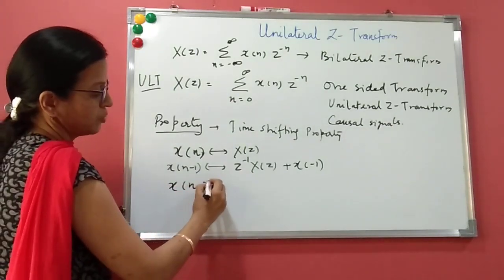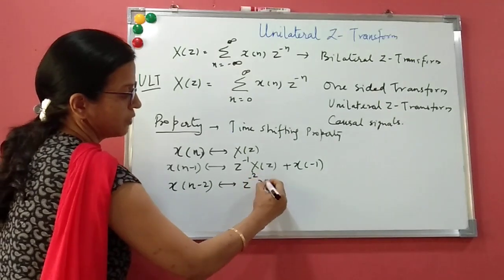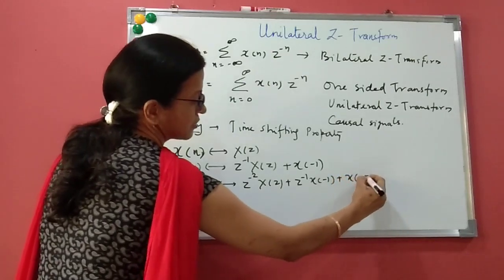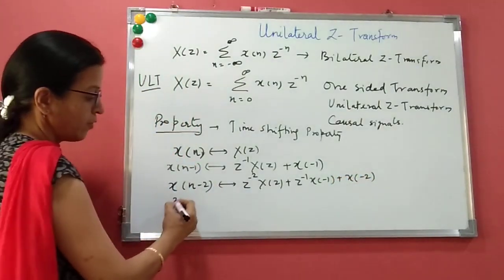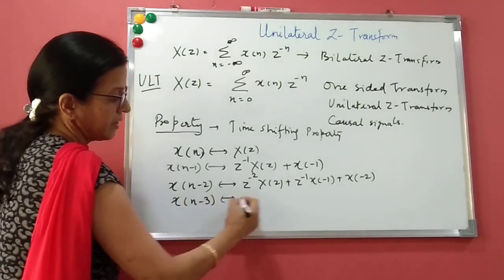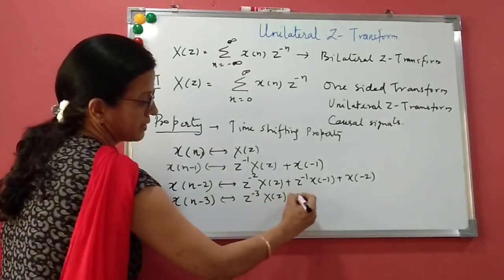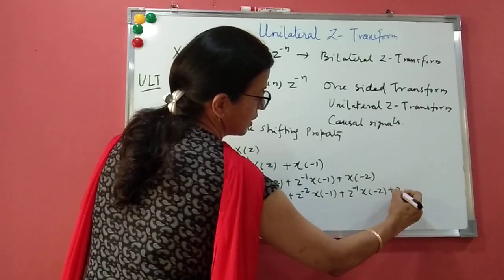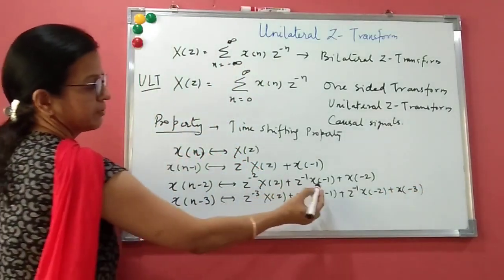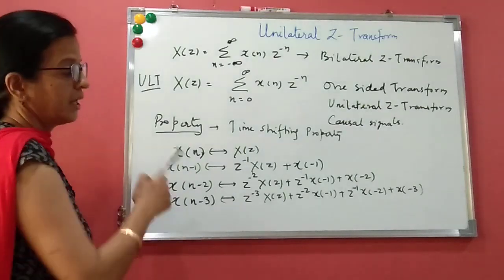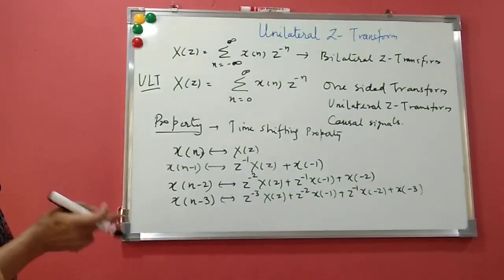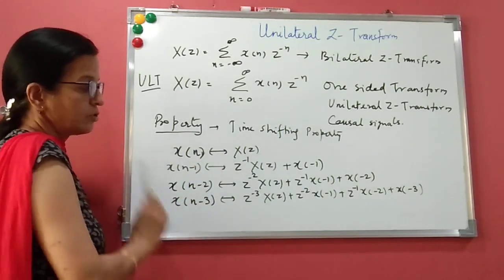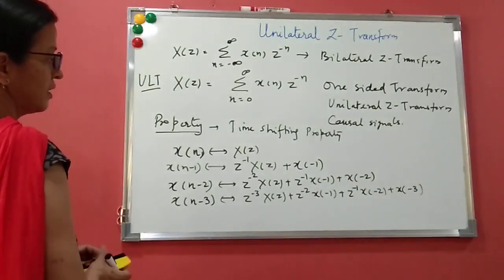The transform of x of n minus 2 is z raised to minus 2 x of z plus z raised to minus 1 x of minus 1 plus x of minus 2. Similarly, what will be x of n minus 3? It will be z raised to minus 3 x of z plus z raised to minus 2 x of minus 1 plus z raised to minus 1 x of minus 2 plus x of minus 3. What are these x of minus 1, x of minus 2? They are initial conditions, and these are not there in the bilateral Z transform because we are considering both-sided signals. Here it's only the unilateral transform. This is the time shifting property, so remember this property that is different in unilateral Z transform.